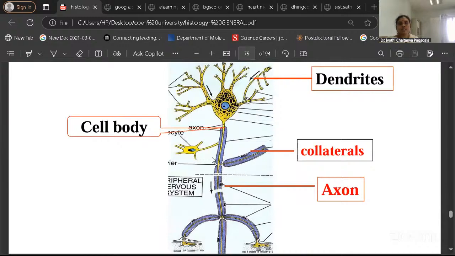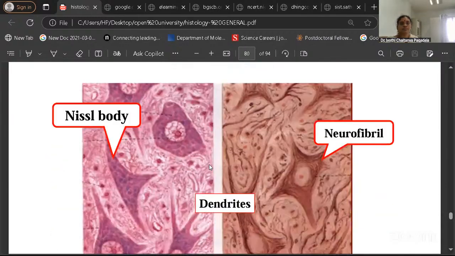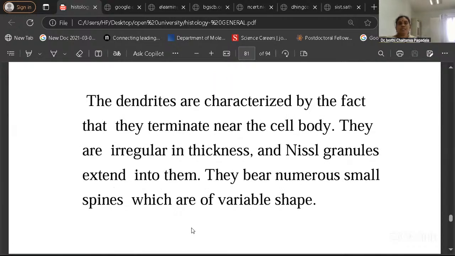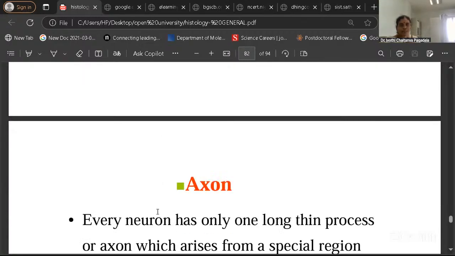Here we also have the collaterals. Dendrites are characterized by the fact that they terminate near the cell body. They are irregular in thickness and Nissl granules extend into them. They bear numerous small spines which are of variable shape.